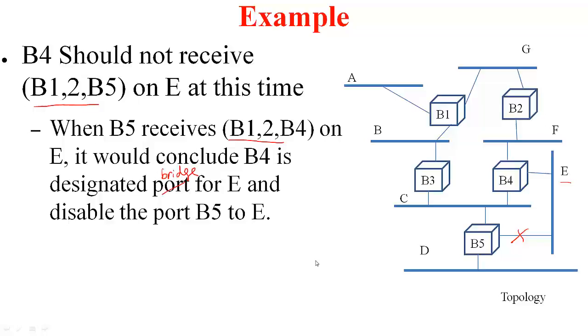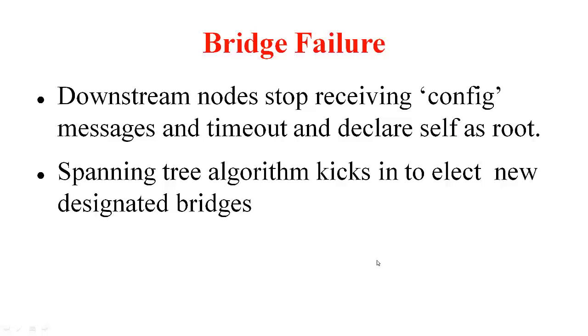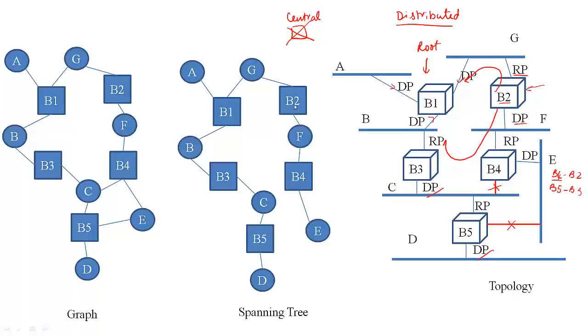I hope this explains how the configuration messages are exchanged and how bridges act on the configuration messages. The end result of all this is a spanning tree is imposed by disabling the required ports that introduce loops into the topology. Great, but what if a bridge failed? So look at the spanning tree. Suppose bridge 3 were to fail.